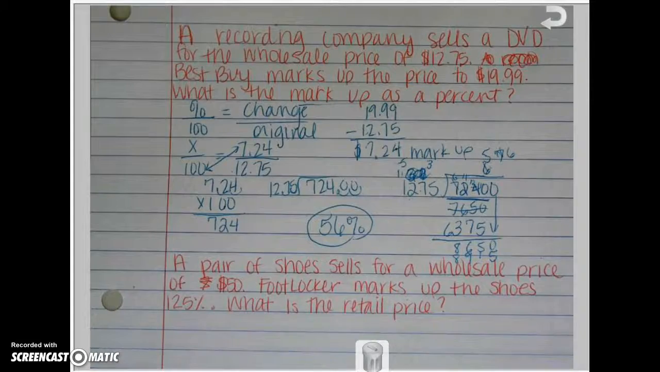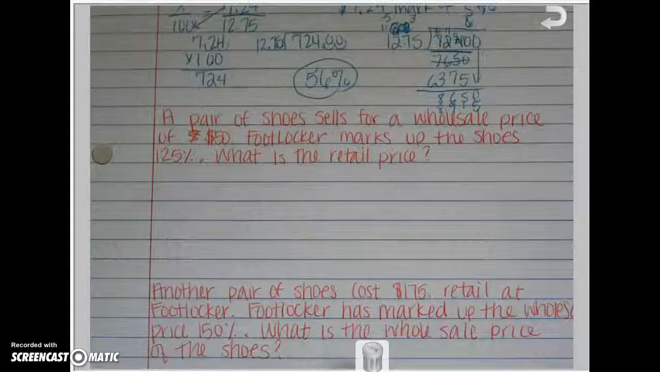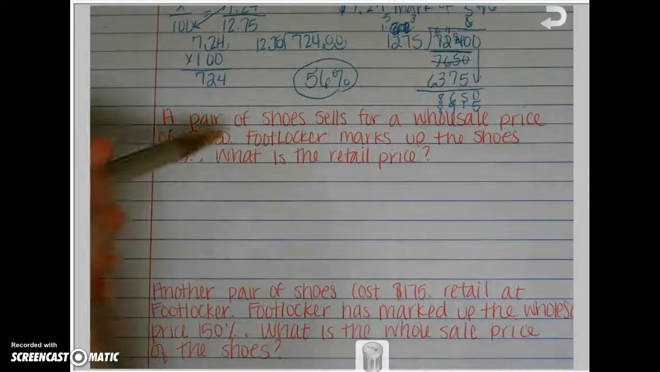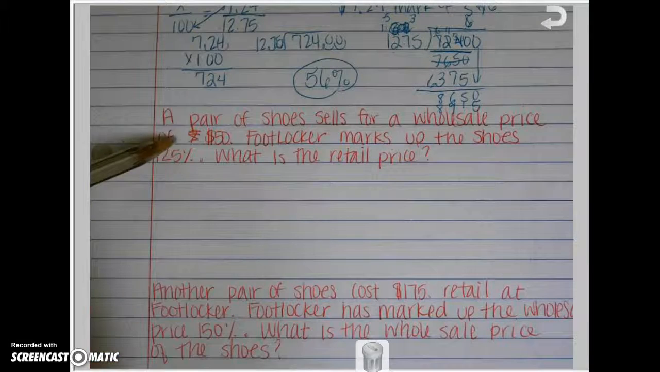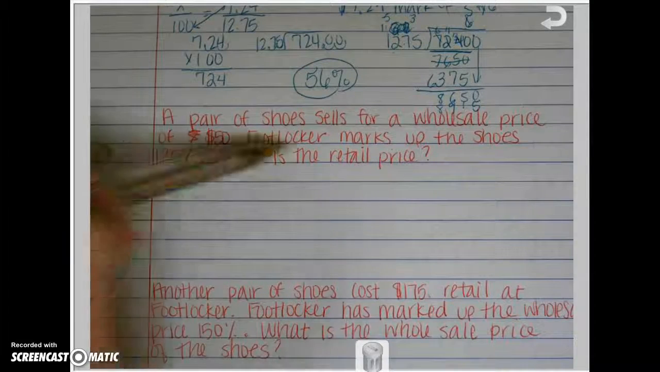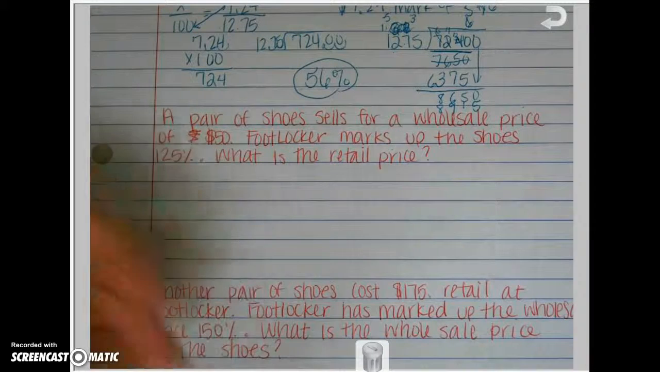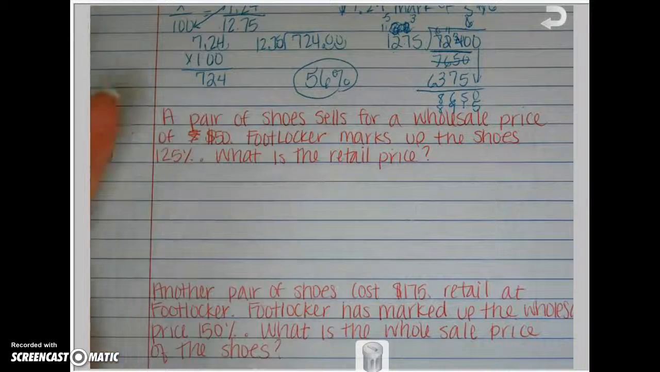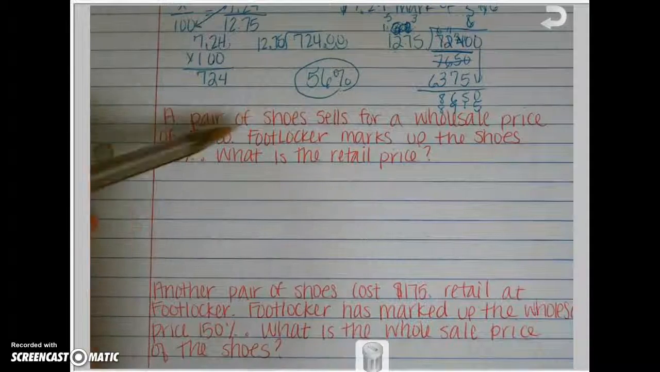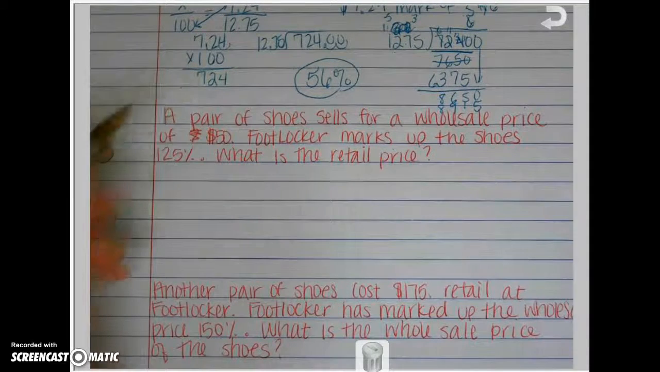Okay, let's do another one. A pair of shoes sell for a wholesale price of $50. Foot Locker marks up the shoes 125%. What's the retail price? So retail is how much the Foot Locker is going to sell them for, and it's going to be a lot more than $50, which is the wholesale price. So wholesale price is how much Foot Locker bought them from the company.